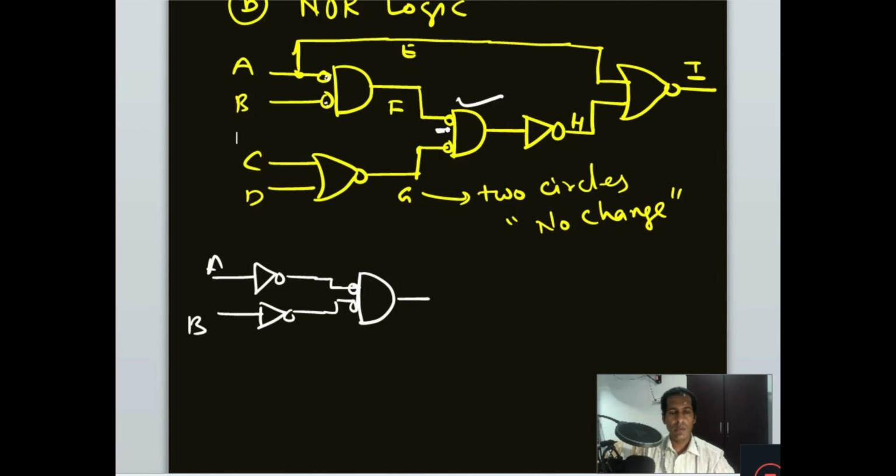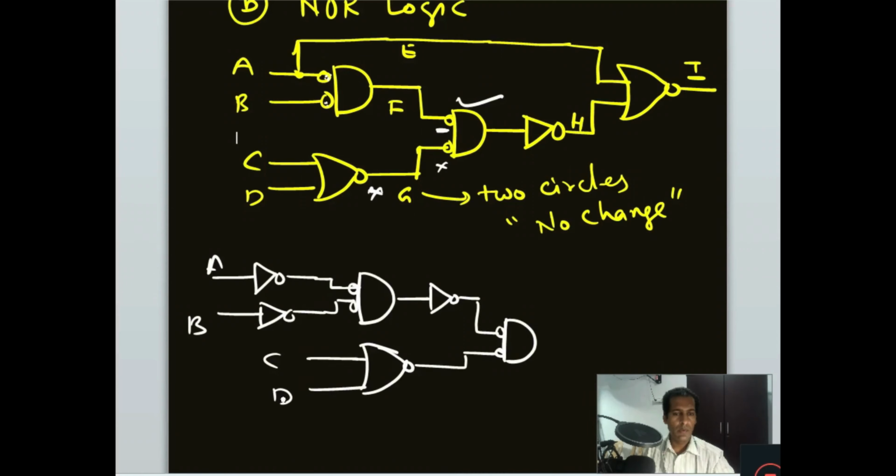Now the output of this is connected to the next AND gate where a bubble is added. So here also we'll add one inverter. Now with the inverter, this will go to this gate. Here also we have added one bubble, but due to two bubbles in this line, we will not make any change. So this will be connected as it is to this one, C and D.